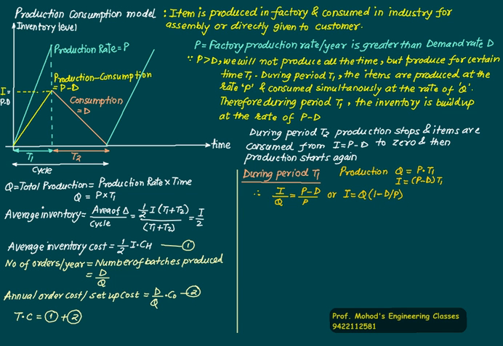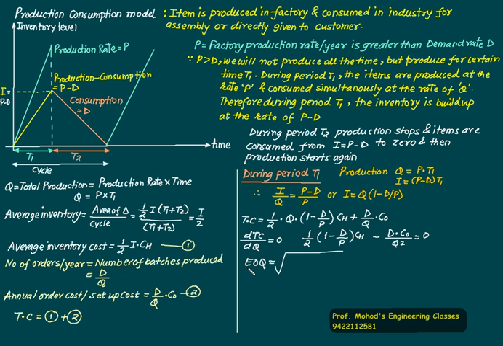So if I put this value of I in equation 1, the total cost will be equals to 1 by 2 Q into 1 minus D by P multiplied by CH, and the order cost is D by Q multiplied by CO. To find out economic order quantity, differentiate with respect to Q and equate to 0. 1 by 2, derivative of Q is 1, into 1 minus D by P into CH, and plus D by Q CO, derivative of 1 by Q is minus 1 by Q square. So we solve for this, we will get economic order quantity.